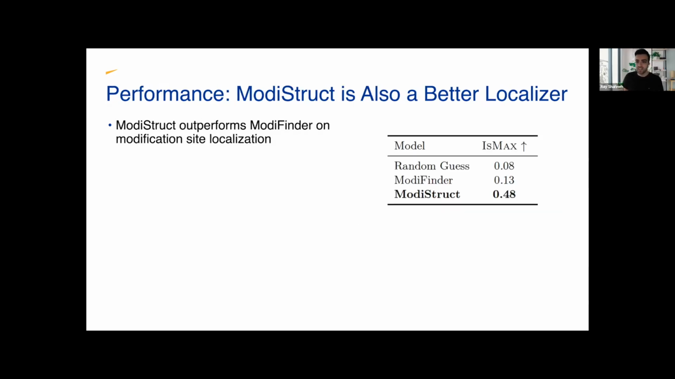Another observation is that our model outperforms Modifinder in finding the modification site. Modifinder is a paper specifically dedicated to finding modification sites between a molecule and its analog. And we see that Modistruct, even though it was not primarily trained on this task, can outperform Modifinder by 4 times.